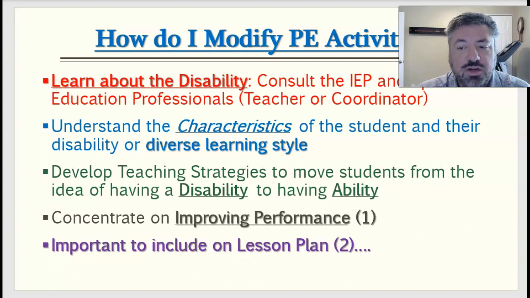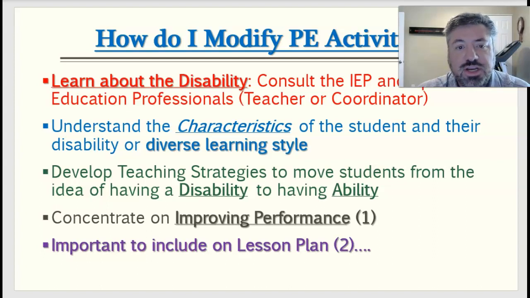So you'll want to read and look at the IEP. Then you're going to want to talk to some special education professionals. That might be the special education teacher, the special education coordinator, or possibly even discussing with the para and the parents and different things to learn about the disability for that specific student. Next, you're also going to want to understand specific characteristics of that student and their disability or diverse learning style.